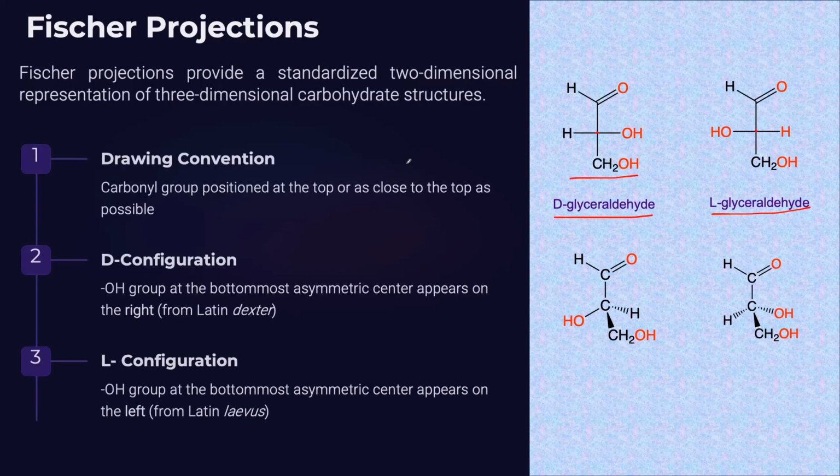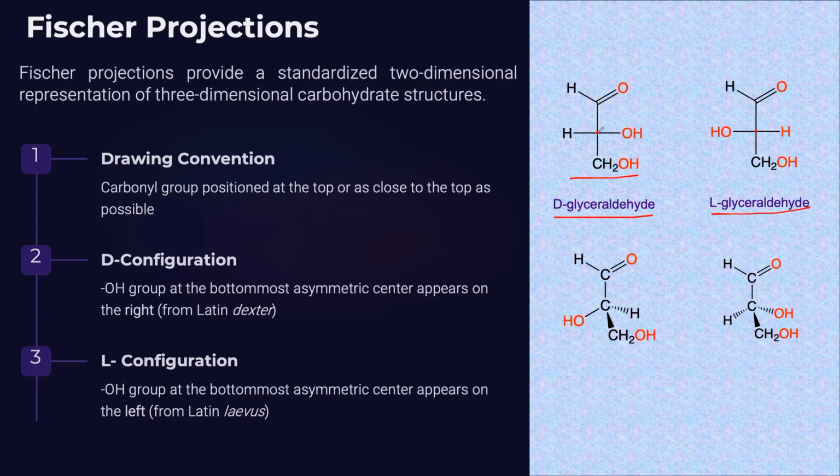How was this structure developed? The first is the drawing convention. When you draw the structure of a carbohydrate, the functional group, that is, the carbonyl-containing group, either aldehyde or ketone, will always be at the top or as close to the top as possible. In the example on the previous slide you saw fructose, where it was as close to the top as possible, whereas in glucose it was at the topmost carbon.